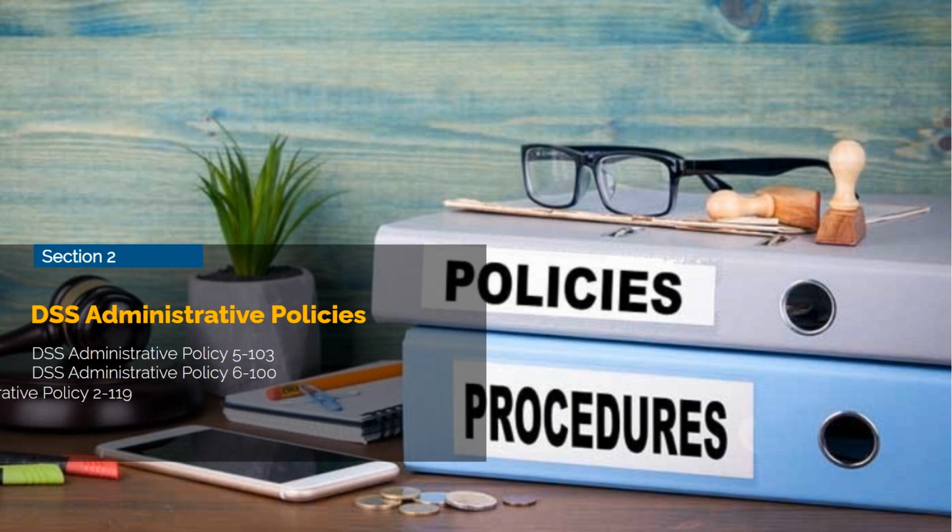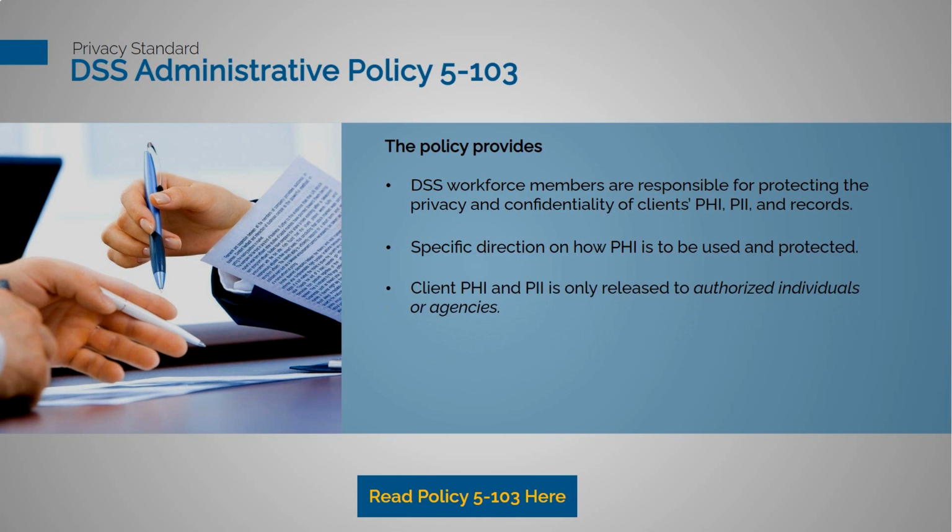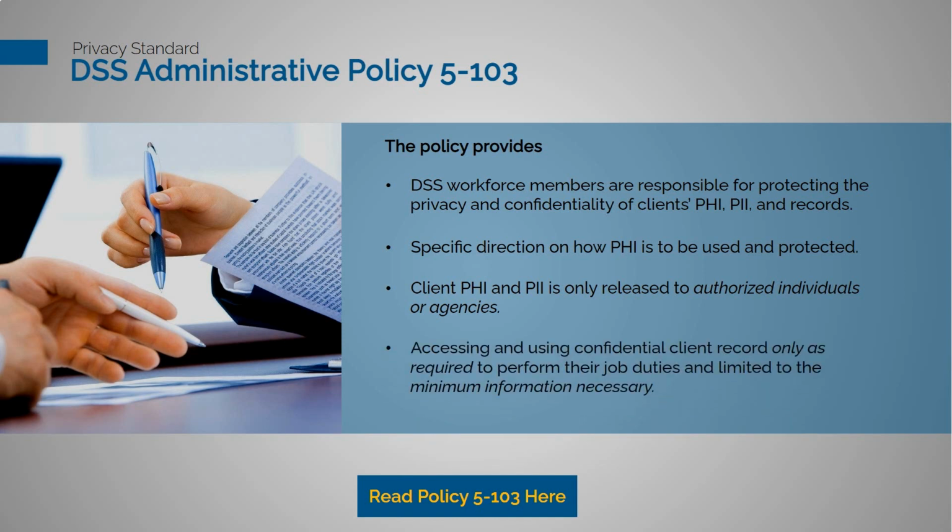DSS Administrative Policies. In this section, we will go over the different DSS policies that will guide you in how to safeguard DSS client and applicant PHI and PII. DSS workforce members are responsible for protecting our clients' and applicants' PHI, PII, and records. DSS Administrative Policy 5-103 provides specific directions on how DSS workforce members use and protect PHI. This policy says client PHI and PII is only to be released to authorized individuals or agencies, and that workforce members use only the minimum necessary confidential information to perform their job duties.